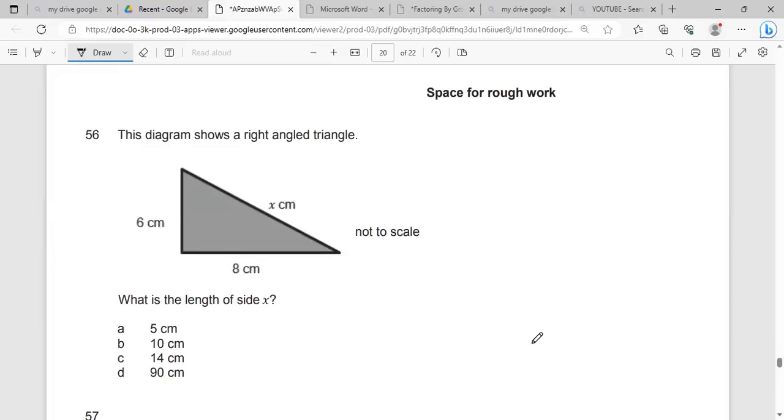What is the length of the side marked X? We know that's Pythagoras theorem, so it's 8 squared plus 6 squared, which gives us 100, and we'll find the square root, which works out to 10. So it's the hypotenuse.